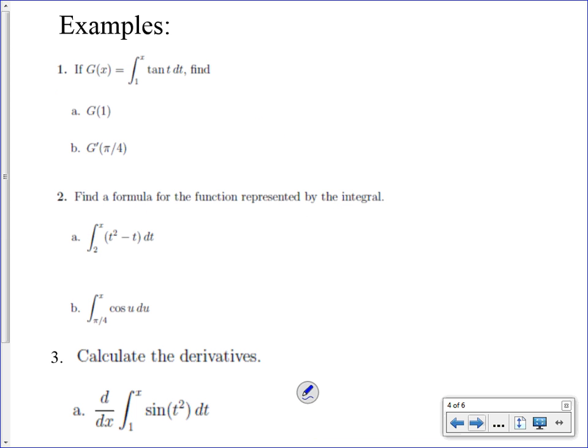All right, let's look at a few examples. All right, in number 1, it says if g of x equals the definite integral from 1 to x of tangent of t dt, find g of 1. Well, remember, g of 1 just means you're replacing x with 1. So your upper limit becomes 1. And then using the properties of definite integrals, we know that that is equal to 0.